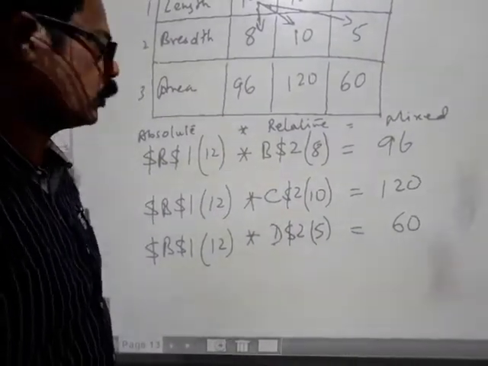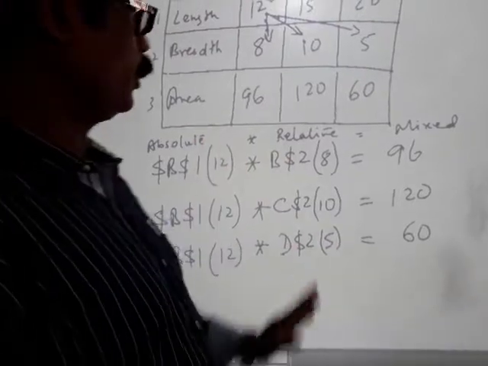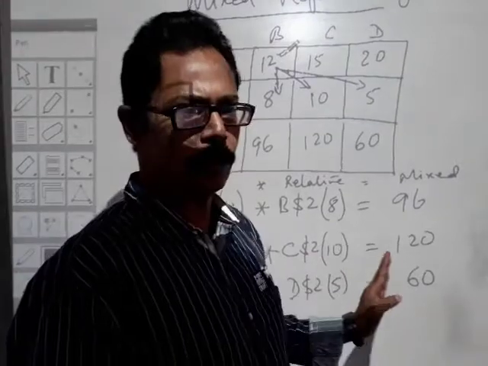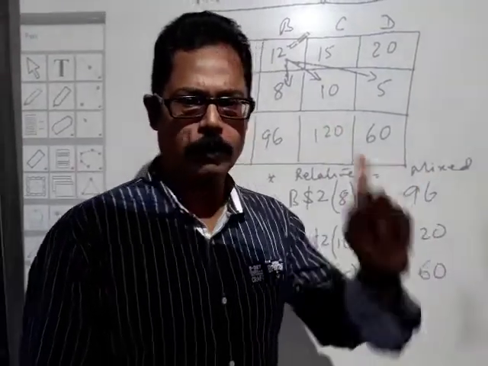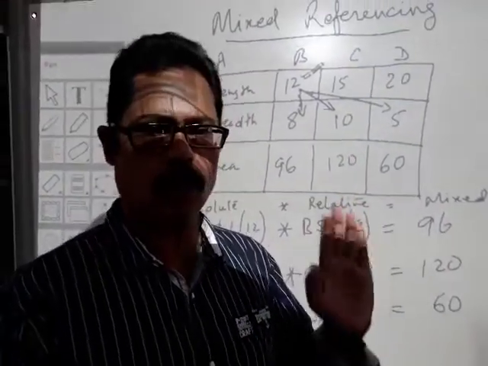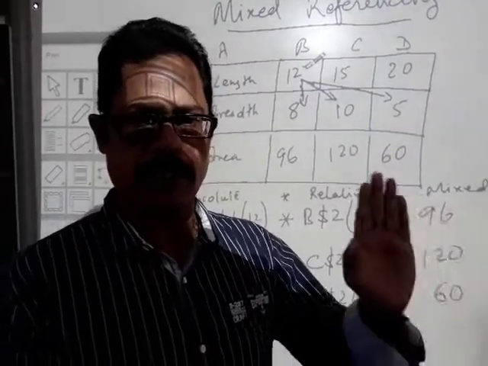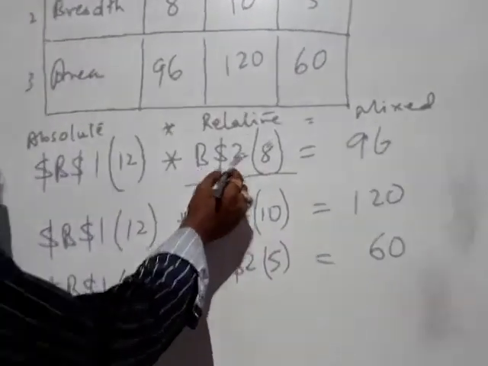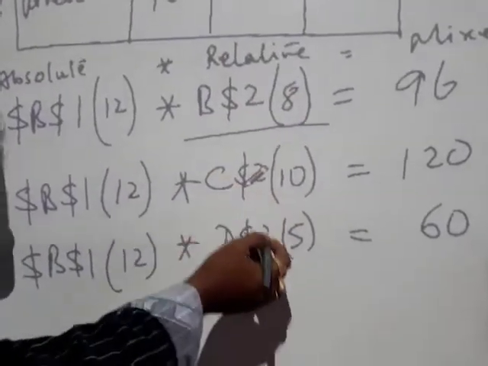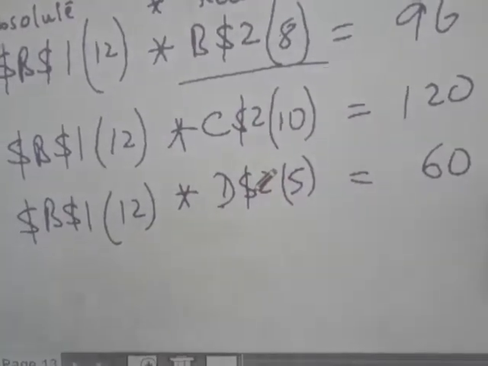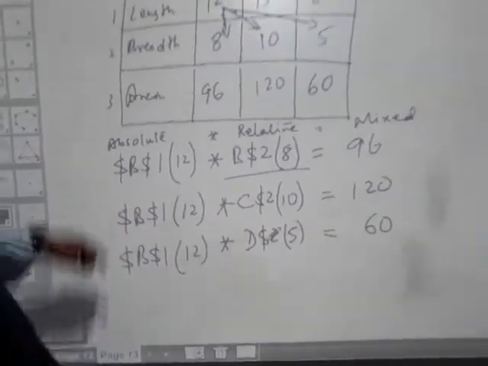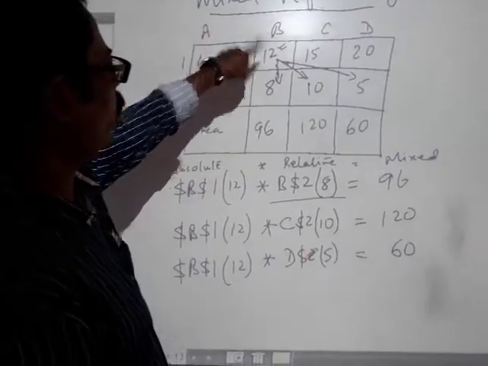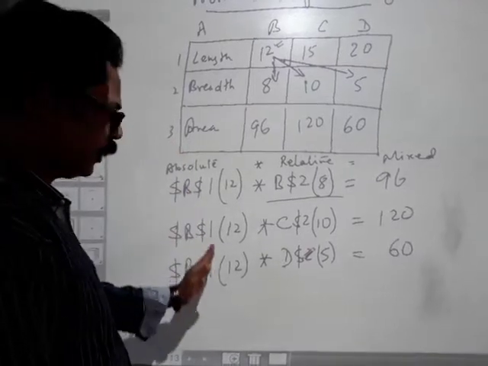When you associate a relative cell with absolute in a mixed referencing, the row number of the relative cell should always be preceded by a dollar sign. Like in this case, the row number is 2, so it is $2. Again the row number is 2, so it is $2. Again it is 2, so it is $2. So $B$1, that is 12, is kept as absolute in all the three cases.